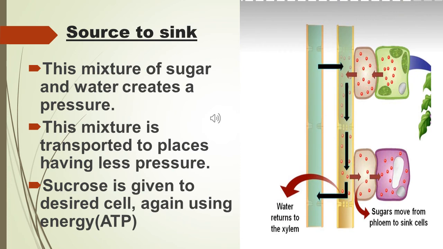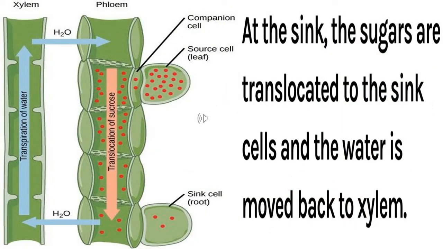This high pressure produced in the phloem tissues moves the food to all the parts of the plant having less pressure in their tissues. By this process, phloem transports food according to the needs of the plant. That's why this theory is also known as the source to sink theory, because when food is translocated to the needy cell, or sink cell, the water moves back to the xylem.